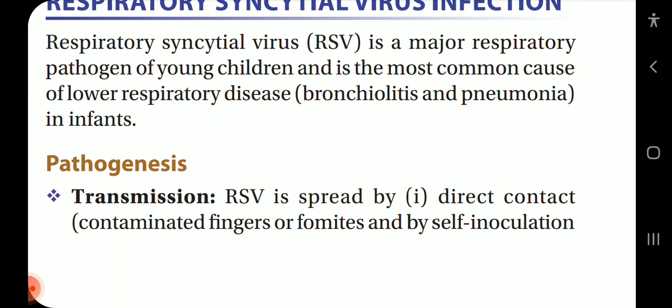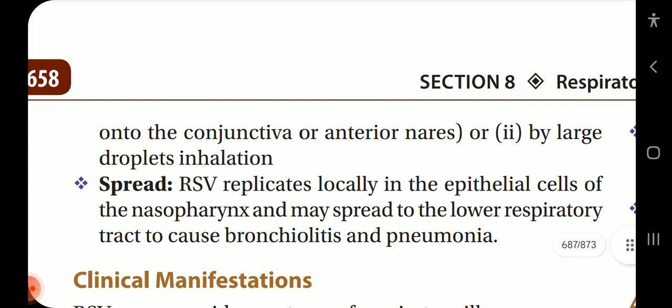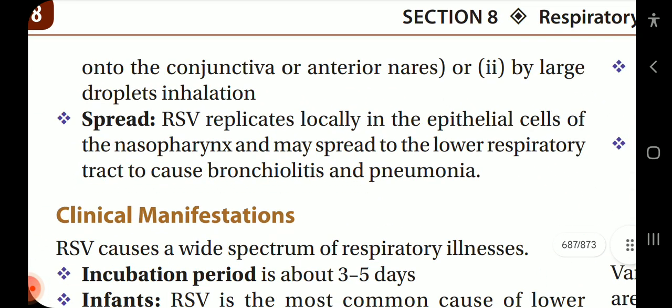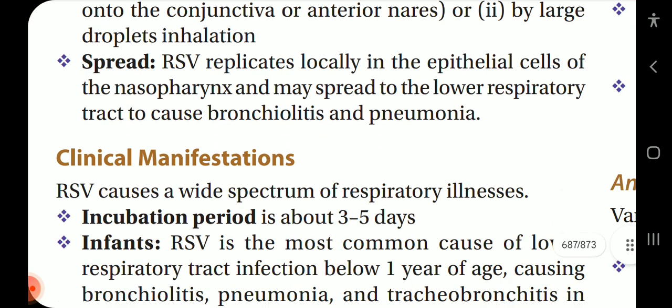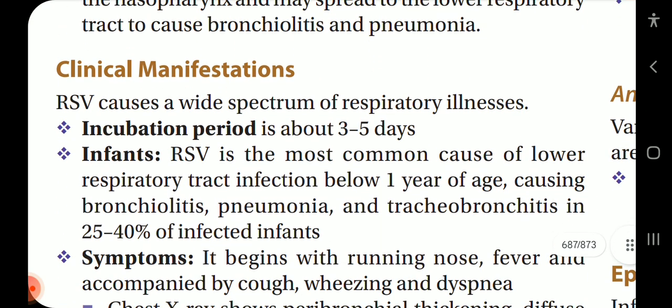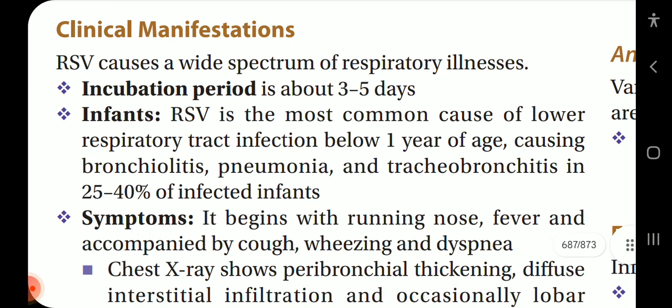Pathogenesis: transmission of RSV is by direct contact, contaminated fingers or fomites, self-inoculation onto the conjunctiva or anterior nares, or by large droplet inhalation. Spread: RSV replicates locally in the epithelial cells of the nasopharynx and may spread to the lower respiratory tract to cause bronchiolitis and pneumonia. Clinical manifestation: RSV causes a wide spectrum of respiratory illnesses.